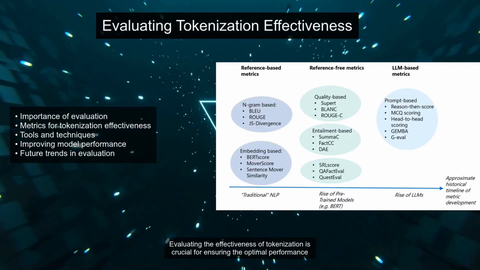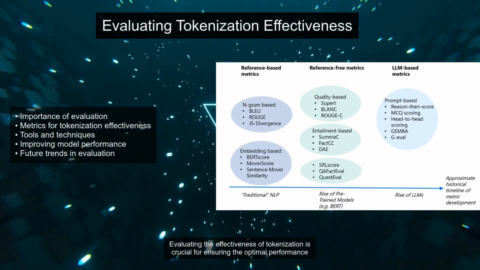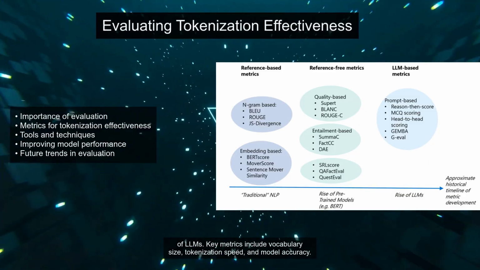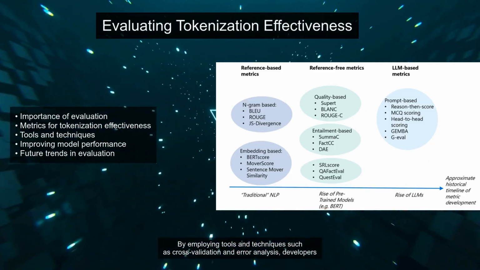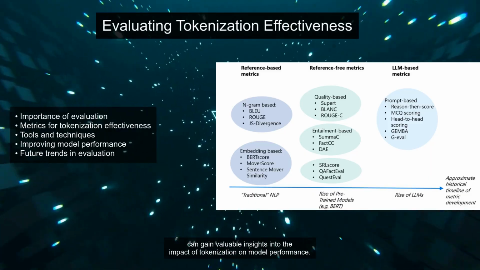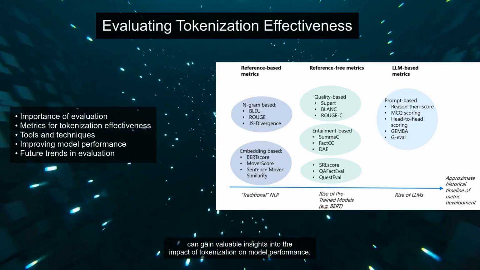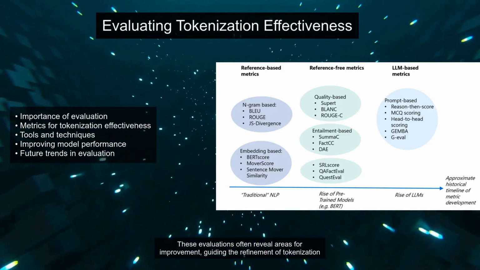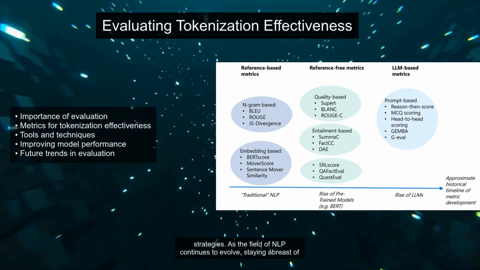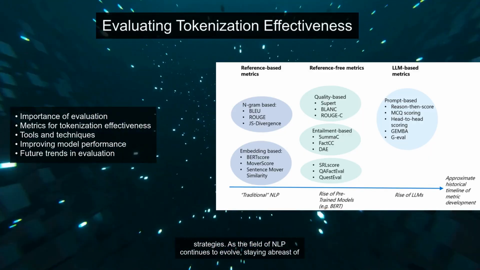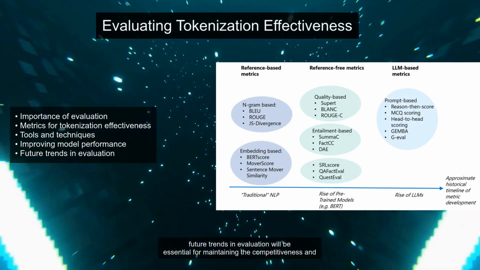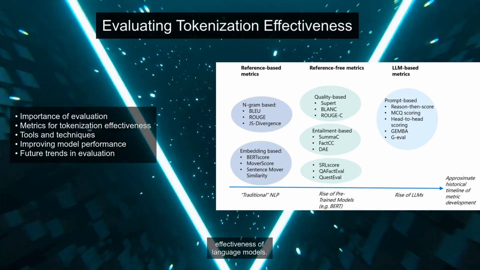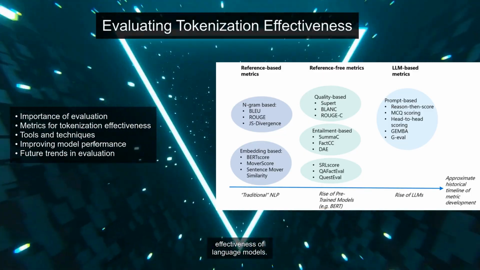Evaluating the effectiveness of tokenization is crucial for ensuring the optimal performance of LLMs. Key metrics include vocabulary size, tokenization speed, and model accuracy. By employing tools and techniques such as cross-validation and error analysis, developers can gain valuable insights into the impact of tokenization on model performance. These evaluations often reveal areas for improvement, guiding the refinement of tokenization strategies. As the field of NLP continues to evolve, staying abreast of future trends in evaluation will be essential for maintaining the competitiveness and effectiveness of language models.